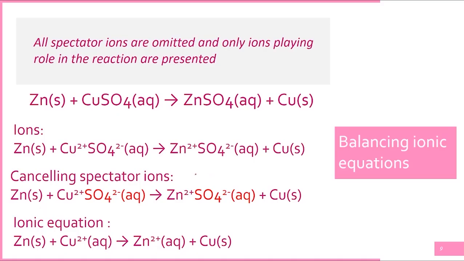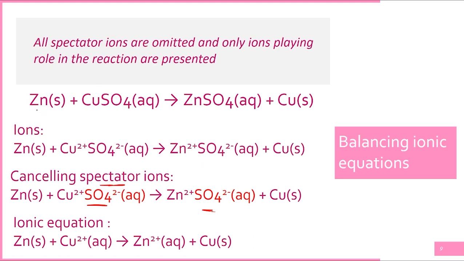Balancing ionic equations. When ionic compounds dissolve in water, they separate into ions. Not all ions take part in the reaction. The ions that don't participate in the chemical reaction are called spectator ions. The ionic equation is a simpler form of chemical equation where all spectator ions are omitted and only ions playing a role in the reaction are presented.